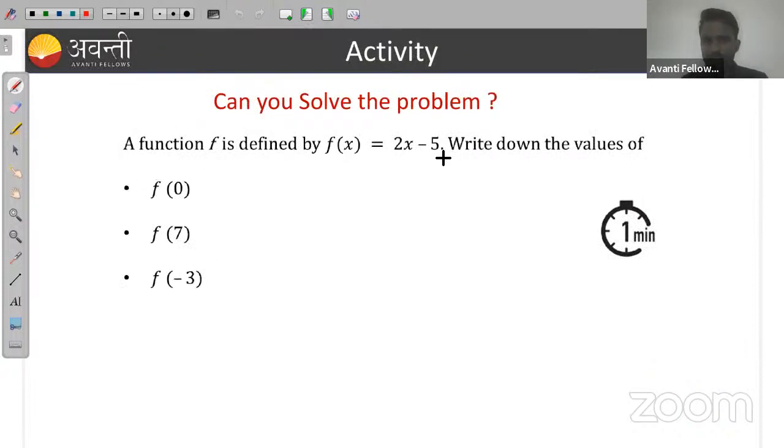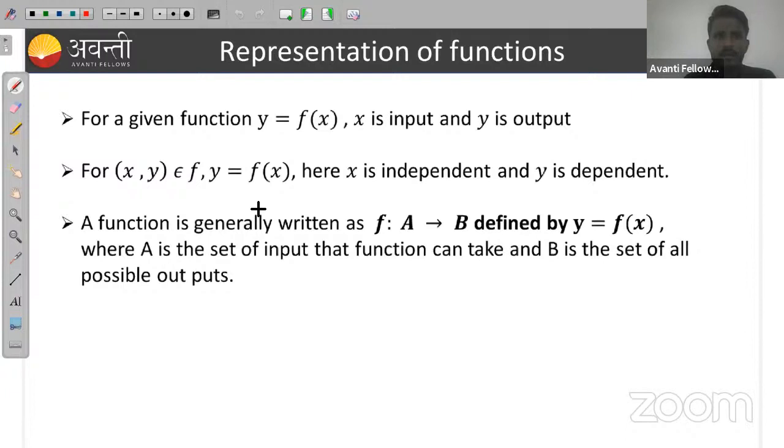The function is defined as f of x is 2x minus 5, right? Then find the values of f of 0, f of 7, and f of minus 3. f of 0 will be minus 5 if you put x is equal to 0. Similarly, if you put 7, that means 14 minus 5, that is 9, and if you put minus 3, that will be minus 11. Okay. So this is the summary of the representation for a given function.